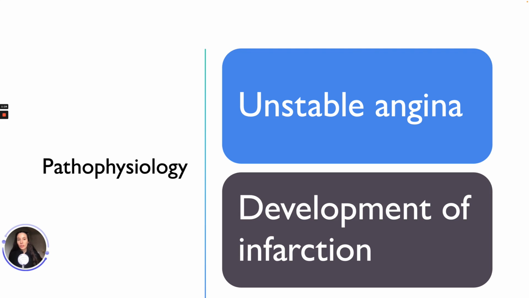So the pathophysiology includes unstable angina, where there is a reduction of blood flow in the coronary arteries, usually due to a rupture of the atherosclerotic plaque, but the artery is not completely occluded. There is also development of infarction as the cells are deprived of oxygen, ischemia develops, cellular injury occurs, and lack of oxygen leads to infarction or death of the cells.